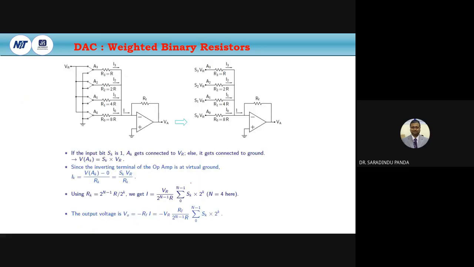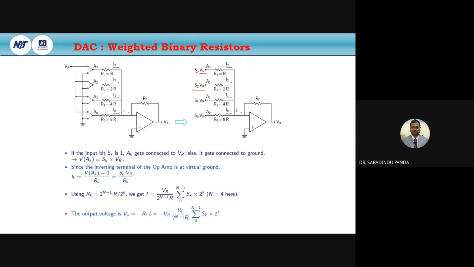So in general we can write V of AK, where this is A0, A1, A2, A3, and K is equal to 0 to n minus 1. That means V of AK is equal to SK into VR. Suppose this is A0, so K is equal to 0, then we write S0 into VR. If it is 1, then S1 into VR. If it is 2, then S2 into VR. If it is 3, then it is S3 into VR.